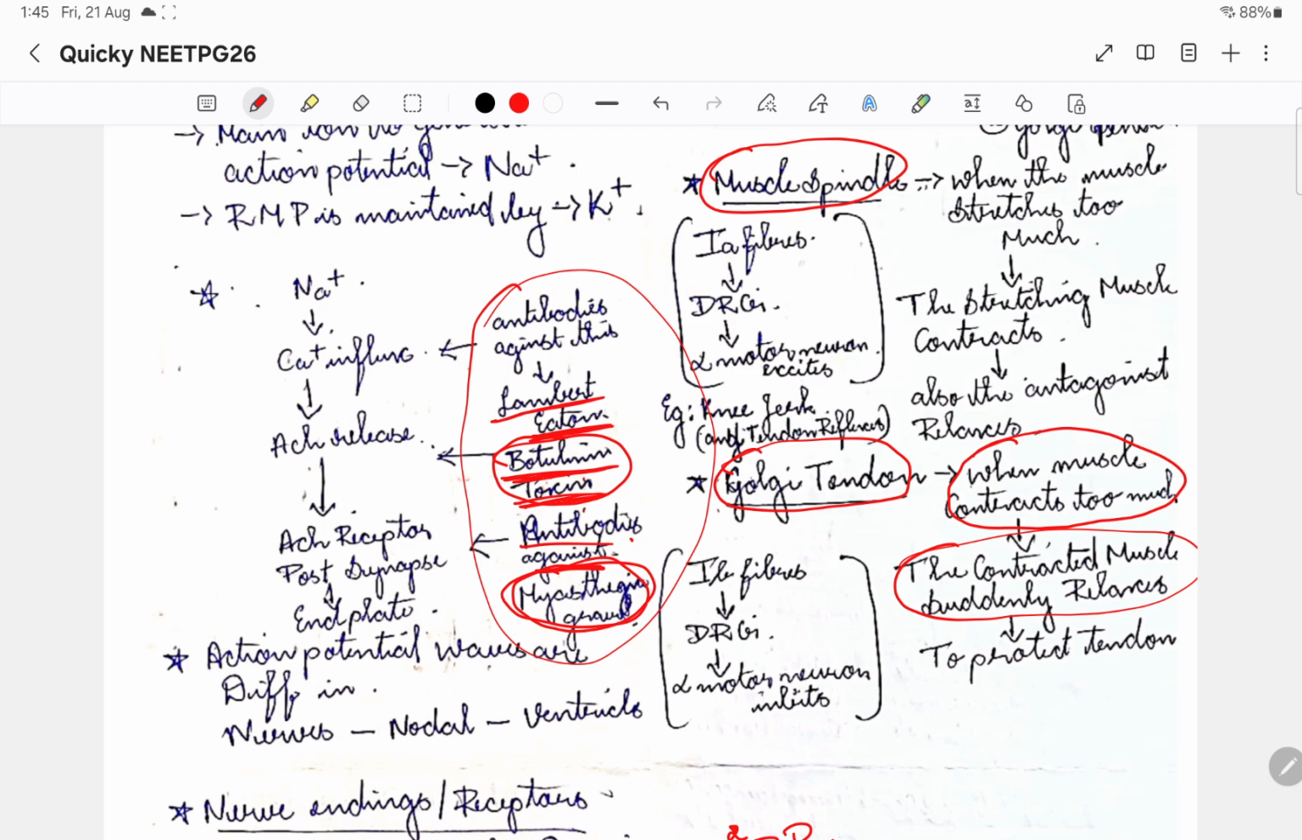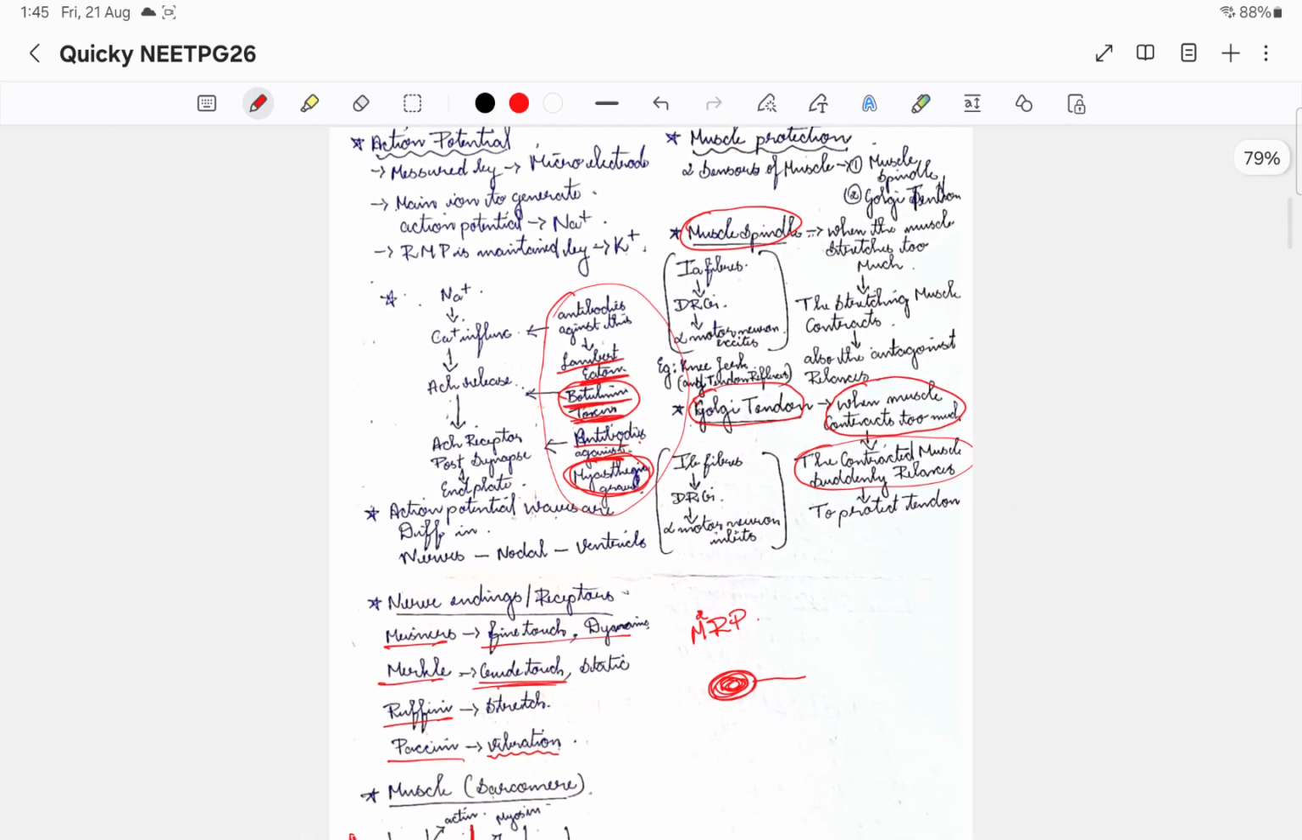Muscle spindle is where too much stretch is causing the antagonist muscle to relax, whereas the Golgi tendon reflex is where too much contraction is causing the agonist muscle itself to relax. That is the two things that I want you guys to remember.